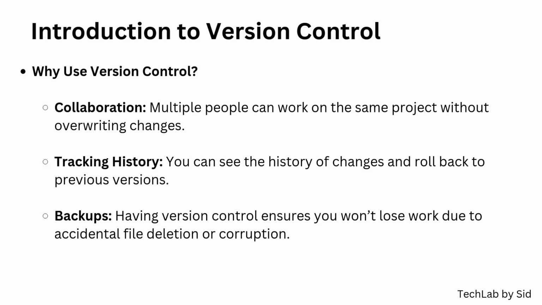The main reasons to use version control include collaboration. Multiple people can contribute to the same project without overriding each other's work. Tracking history. Version control keeps a record of changes, allowing developers to review or revert to earlier versions. Backups. It ensures that work isn't lost due to accidental deletions or file corruption.